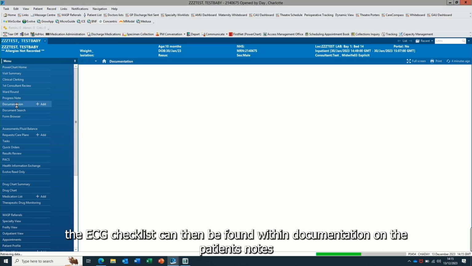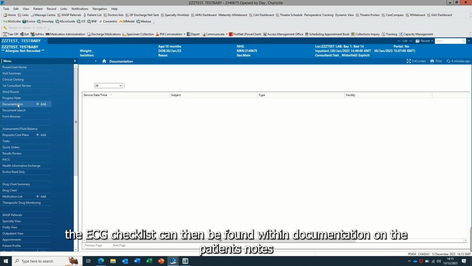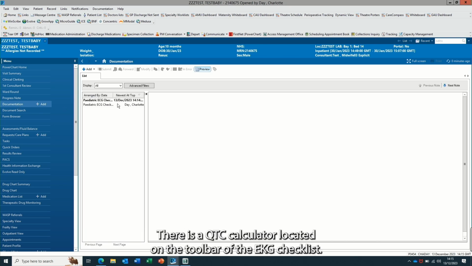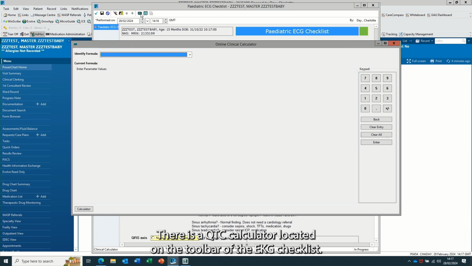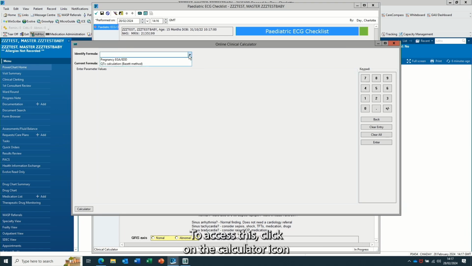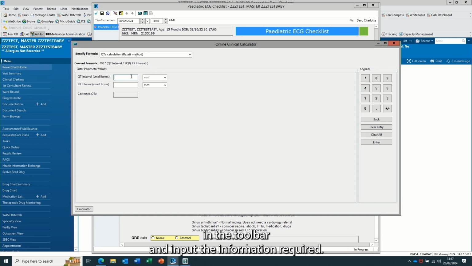The ECG checklist can then be found within documentation on the patient's notes. There is a QTC calculator located on the toolbar of the ECG checklist. To access this, click on the calculator icon in the toolbar and input the information required. It then calculates the QTC, which can be put into the ECG checklist as previously demonstrated.